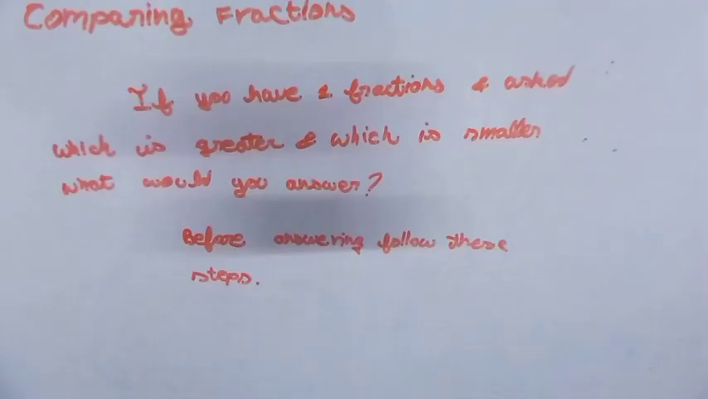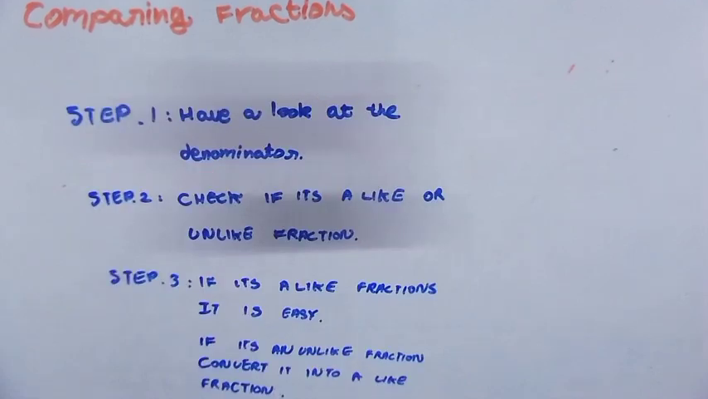Comparing fractions. If you have two fractions and are asked which is greater and which is smaller, what would you answer? Before answering, follow these steps. Comparing fractions. Step 1: have a look at the denominator of the fractions. Step 2: check if it's a like or unlike fraction. Step 3: if it's a like fraction, it is easy. You just have to compare. If it's an unlike fraction, you have to convert it into a like fraction.